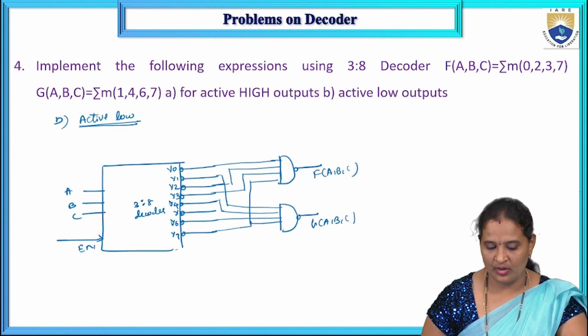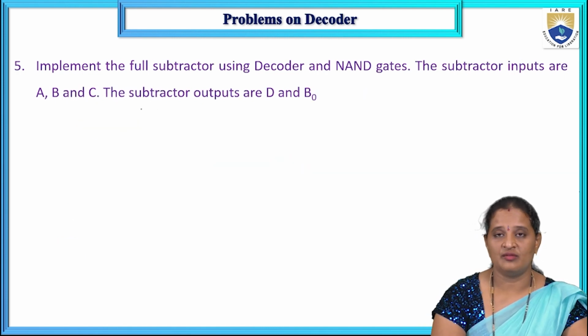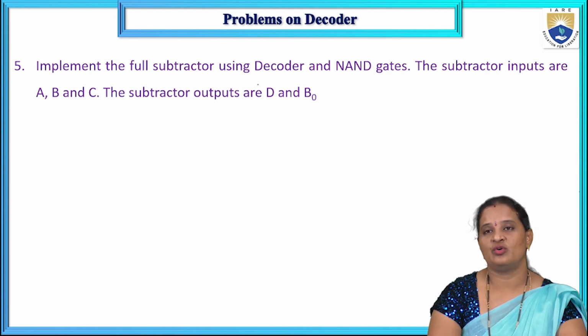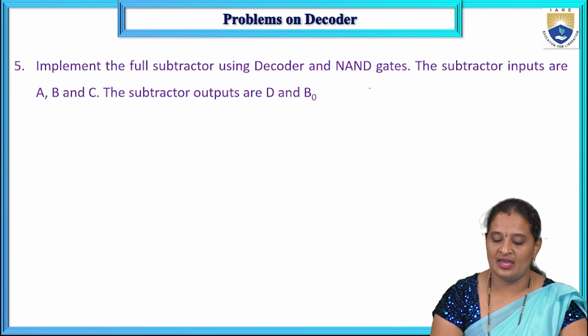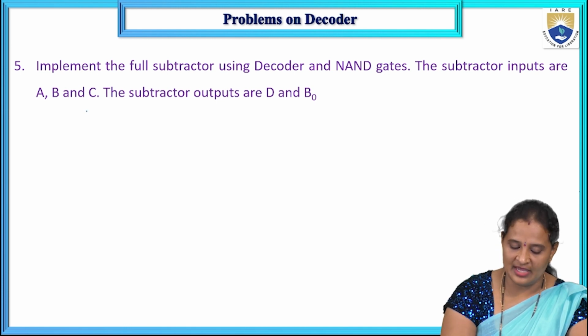So this is about the implementation using decoder. Now let us take one more problem. Implement the full subtractor using decoder and NAND gates. The subtractor inputs are A, B, C, and the subtractor outputs are considered to be D and B naught.